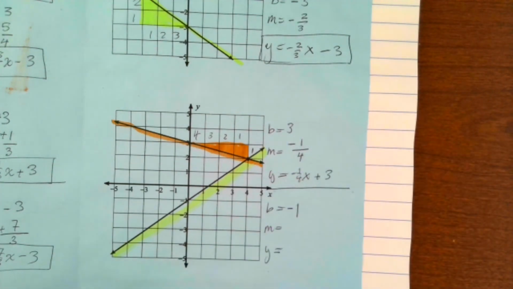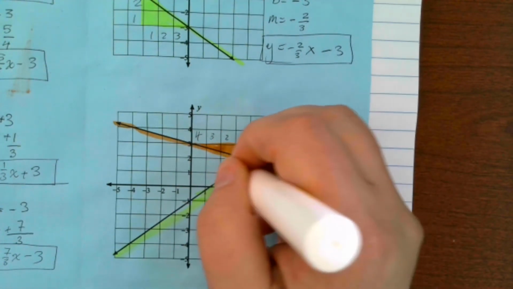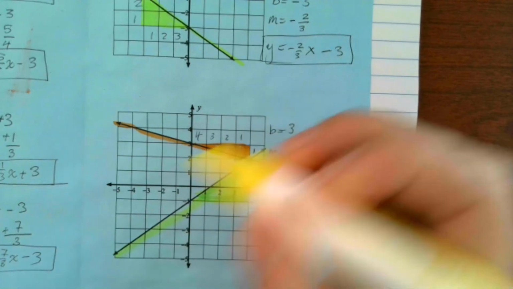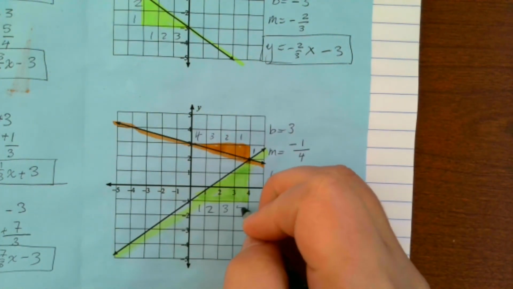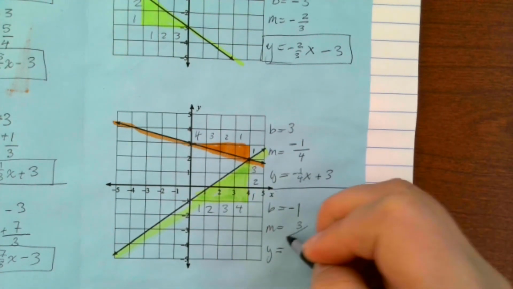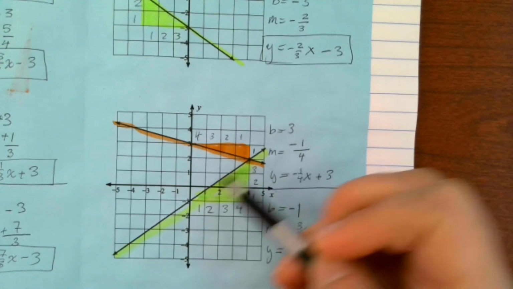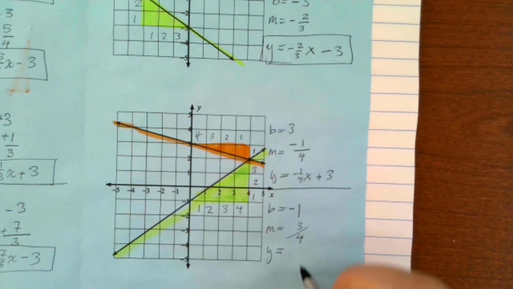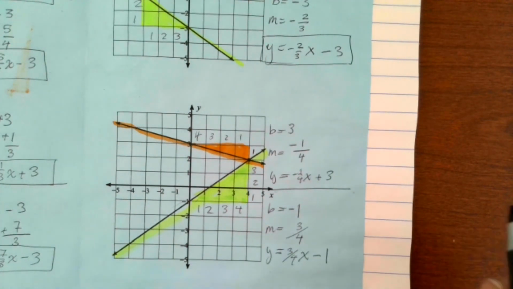Okay, then the yellow one. That's not very pretty, is it? Just gonna have to go with it. 1, 2, 3, 4, 1, 2, 3. I'm getting a run of 3, rise of 3, run of 4, and it's uphill from left to right, so it's positive. 3 over 4x minus 1.